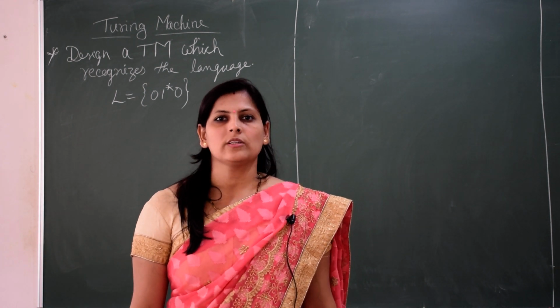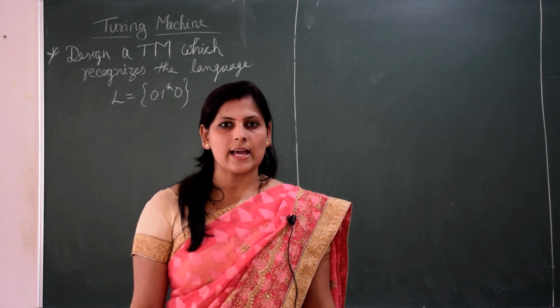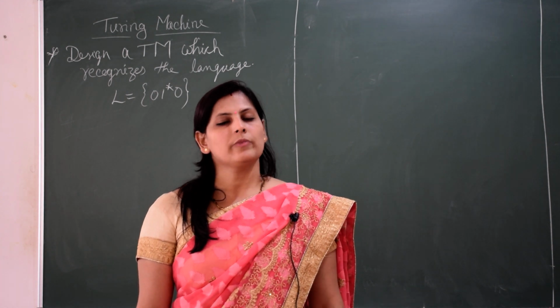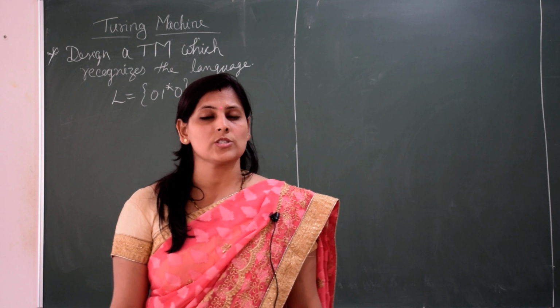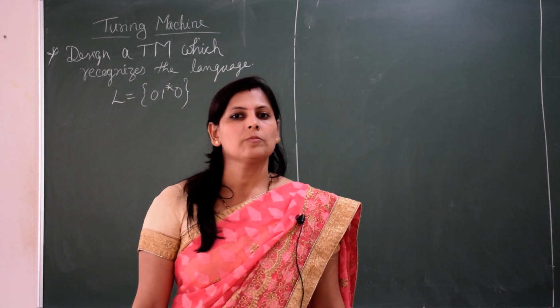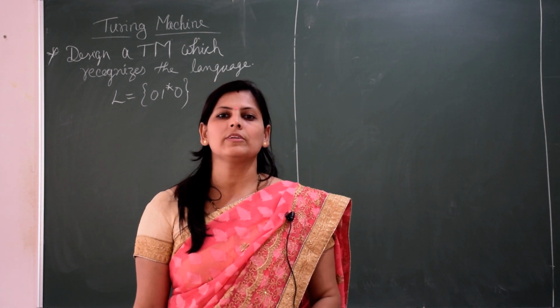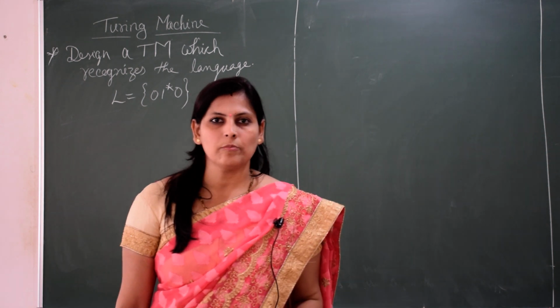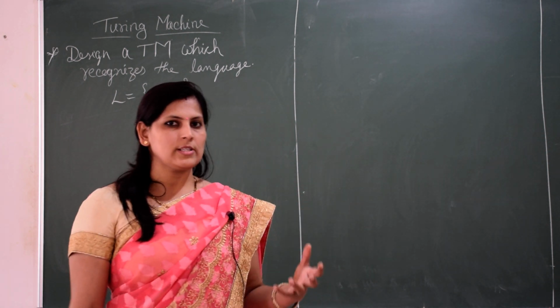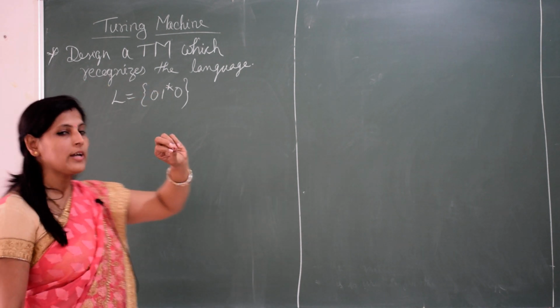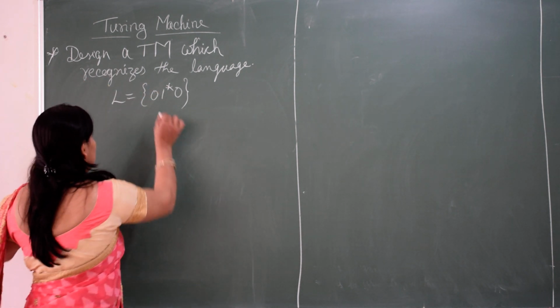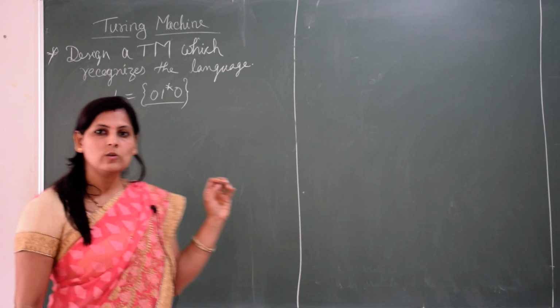In today's lecture, we are going to cover one example on Turing machine. In the previous lecture, we have seen the introduction and basic concept and operations on Turing machine, how we can perform them. So, based on that, we will see one example on Turing machine today. Say for example, here it is given to us: design a Turing machine which recognizes this language, that is 0, 1 closure, 0.